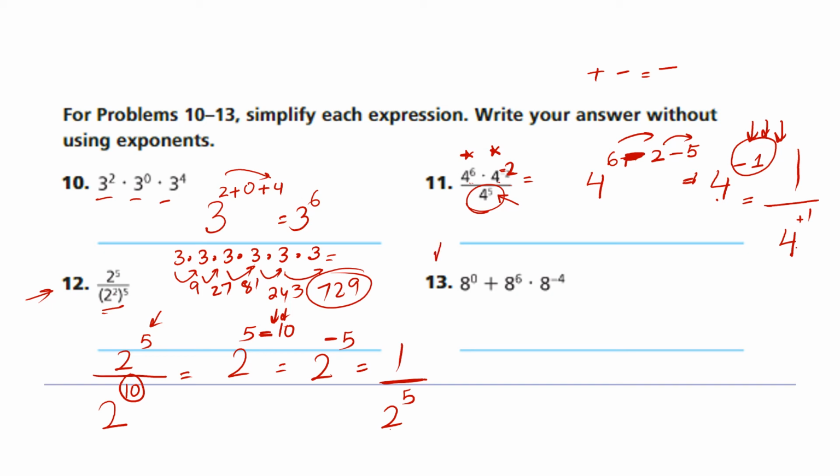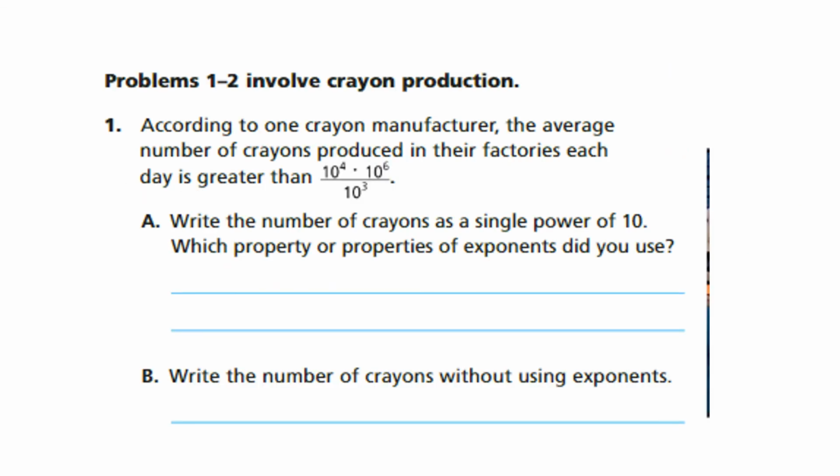Now solve question number 13 and write in the comment box. According to one crayon manufacturer, the average number of crayons produced in the factories is here. Write the number of crayons as a single power of 10. What do we do? All the 10s on the top, the powers will be added. So it will be 4 plus 6.